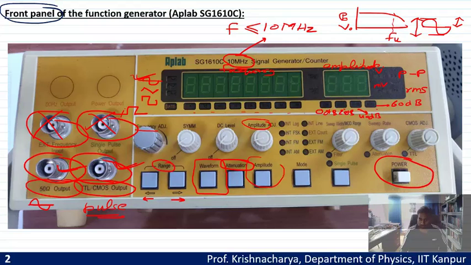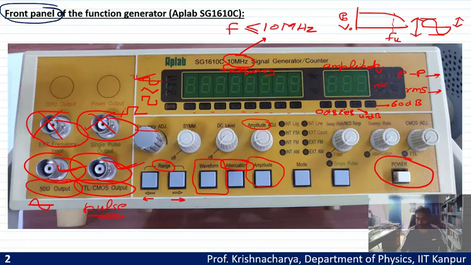This amplitude button you can use if you want to change the display from peak to peak or RMS. You press this button, you will be reading the voltage output in the form of peak to peak, and you press this button again, you'll be reading the voltage output in the form of RMS voltage.